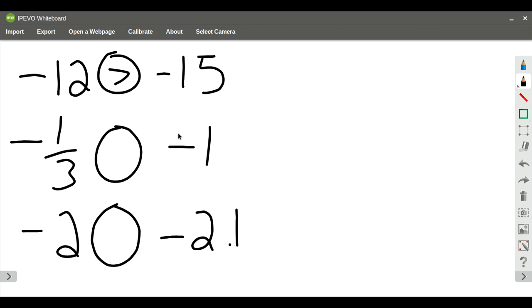Negative 1/3, negative 1. Well, negative 1/3 is the smaller value, so it means it's closer to 0, so it's going to be greater than. Negative 2 to negative 2 1/10. Again, I look for which one here, because they're both negative numbers, is the smaller value. That's negative 2. And because it's the smaller value, it's actually going to be greater. Because when we deal with negatives, the smaller the value is, the greater the number is. Whereas when we're dealing with positive numbers, the smaller the value, the smaller it is. The larger the value, the larger it is.